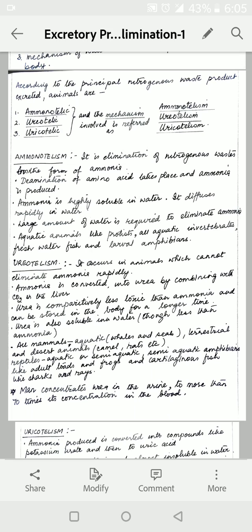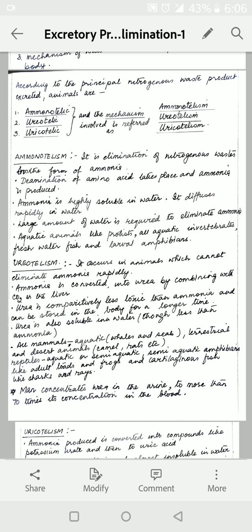So this was about ammonotelism, where the nitrogenous waste excreted is in the form of ammonia. Then we come to ureotelism. Ureotelism occurs in animals which cannot eliminate ammonia rapidly. As I told you, ammonia needs a lot of water to be excreted out. So if water is not available, ammonia is readily converted into urea by combining with carbon dioxide in the liver.